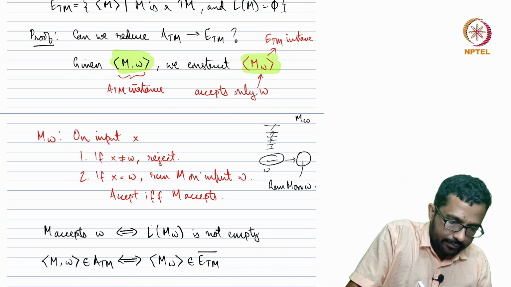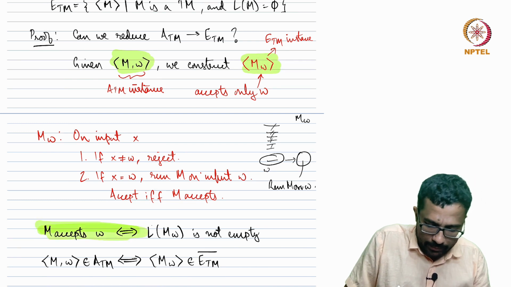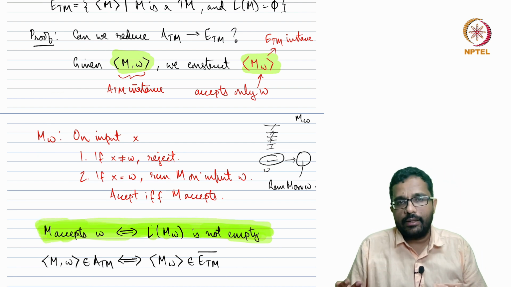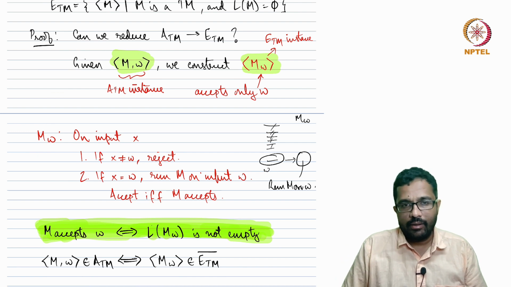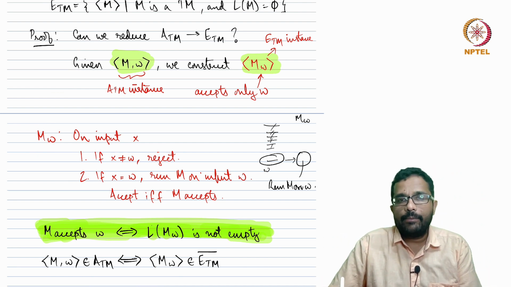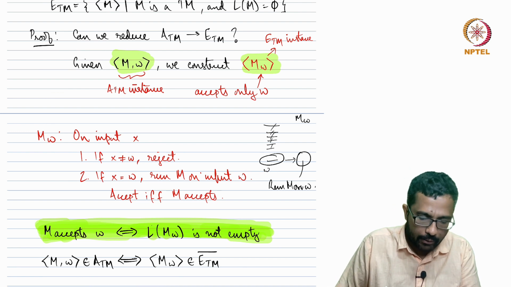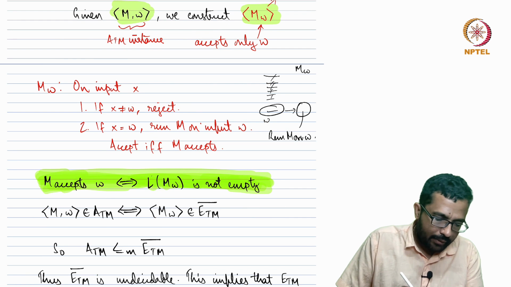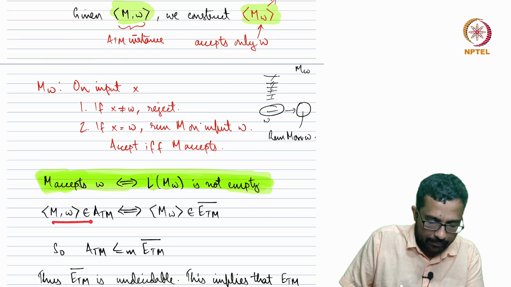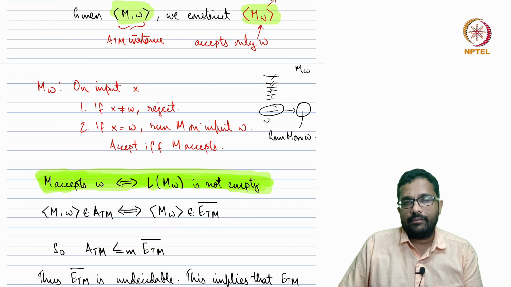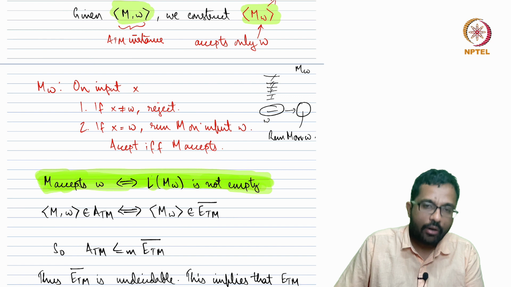So that's what I have written here. M accepts W means the language recognized by MW is not empty. There are only two possibilities: either it is empty or it is a single string W. If M accepts W, L(MW) is the single string W. If M does not accept W, L(MW) is empty. So M accepts W if and only if L(MW) is not empty. In other words, M accepts W means MW is in ATM, and L(MW) not empty means that MW is in the complement of ETM. It is not an empty language.